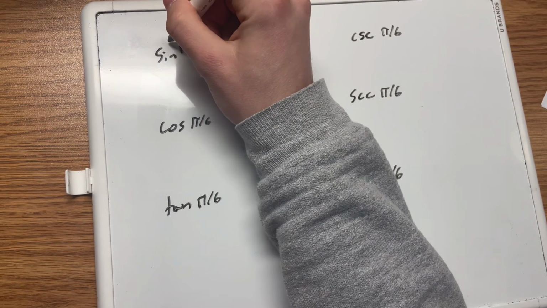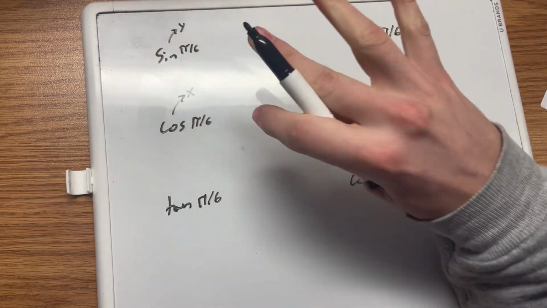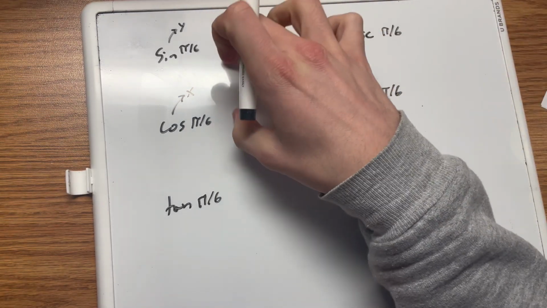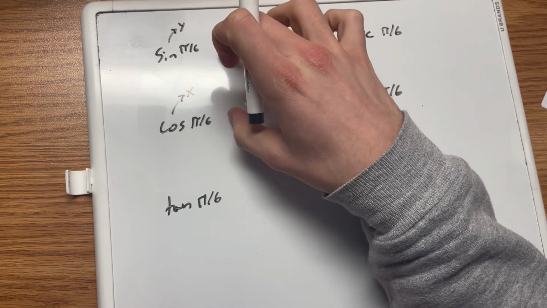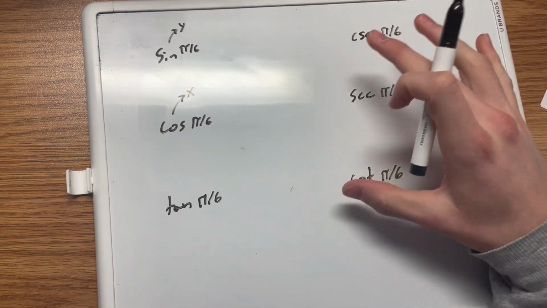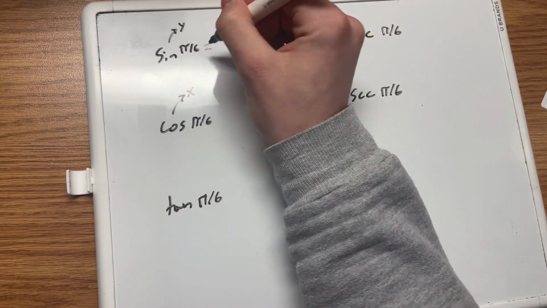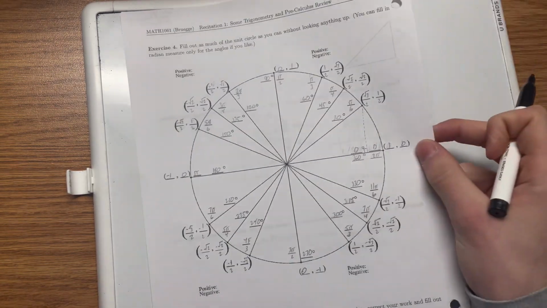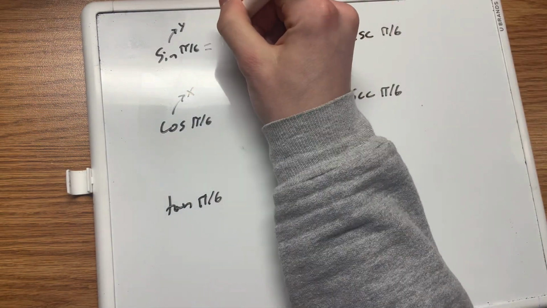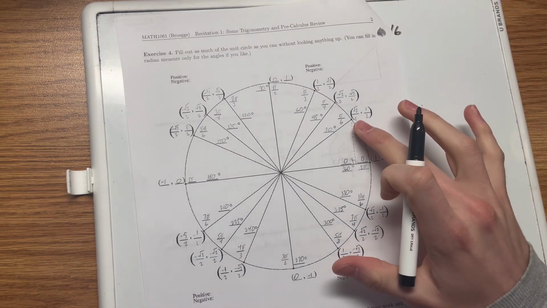So our sine, we want to remember, is just our y value, and our cosine is just our x value. Now, these two are probably going to be the most important to remember because the rest of your trig functions are based off of these two functions alone, and these are how you can relate your trig functions to your unit circle. So remember, our sine is the y value, our cosine is the x value. So at pi over 6, we have a y value of 1/2, and an x value of √3/2.